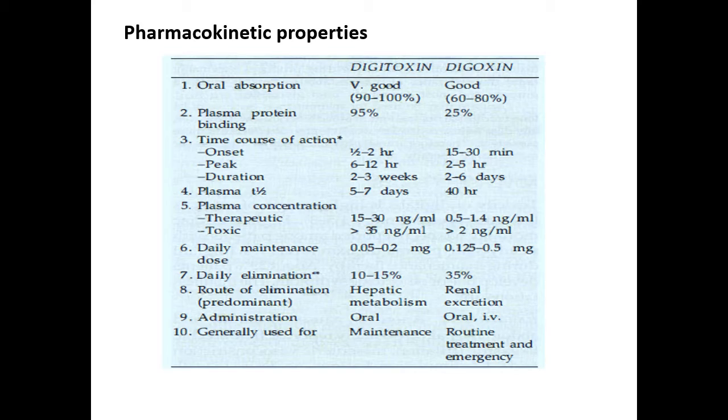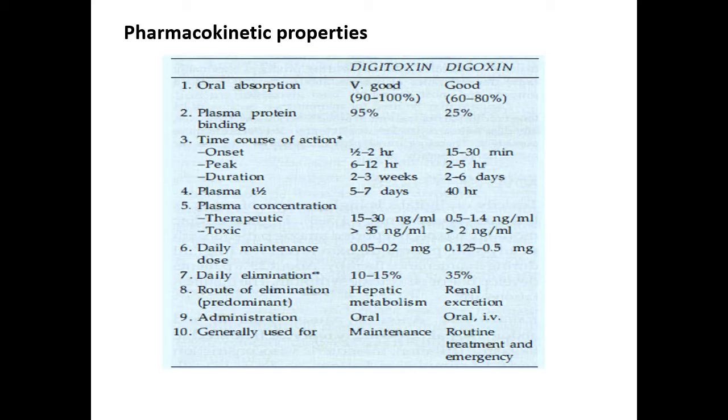Now coming to the pharmacokinetic properties of the cardiac glycosides. In this figure, we are comparing the pharmacokinetic properties of digitoxin and digoxin. The oral absorption of digitoxin is very good, about 90 to 100%, and for digoxin it is good, ranging from 60 to 80%. The plasma protein binding of digoxin is very low, 25%, and digitoxin 95%. That makes the volume of distribution of digoxin better as compared to digitoxin.